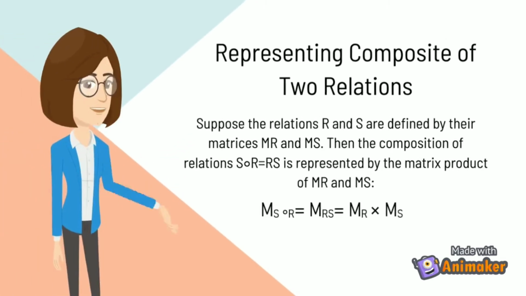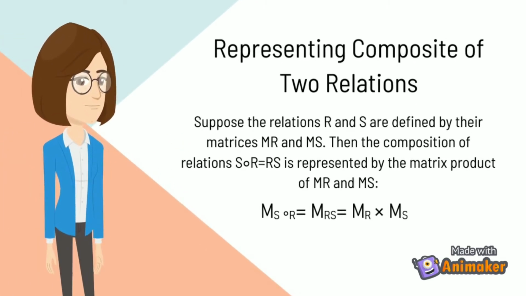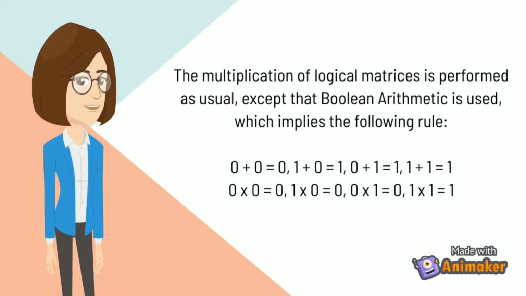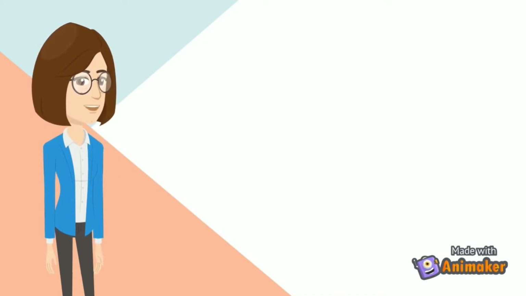How do we represent the composite of two relations? Suppose the relations R and S are defined by their matrices. The composition of these two relations is denoted by S∘R, and it is actually represented by the product of matrix R and matrix S. Like we discussed earlier, the multiplication of logical matrices is performed as usual, except that Boolean arithmetic is used, which implies the following rule. Let's see an example.